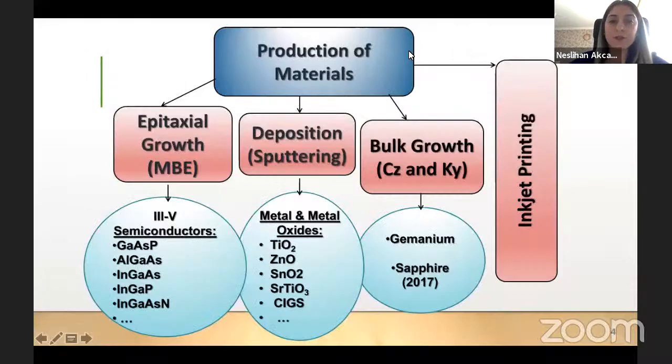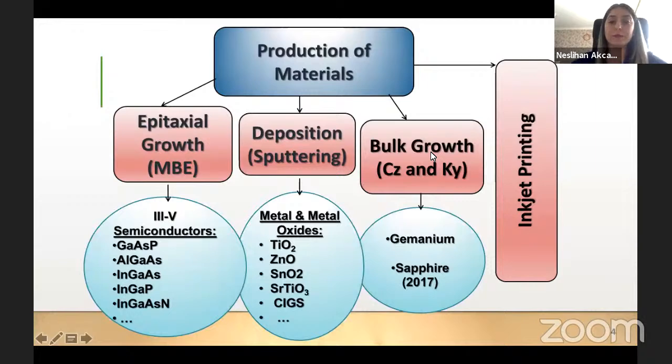So I would like to mention the production opportunities at our laboratory. We have an epitaxial growth molecular beam epitaxy system, and we usually use a sputtering technique for the deposition of metal and metal oxide thin films. We also have bulk growth, Czochralski and Kyropoulos. We can produce germanium and sapphire at our laboratory, and also inkjet printing.